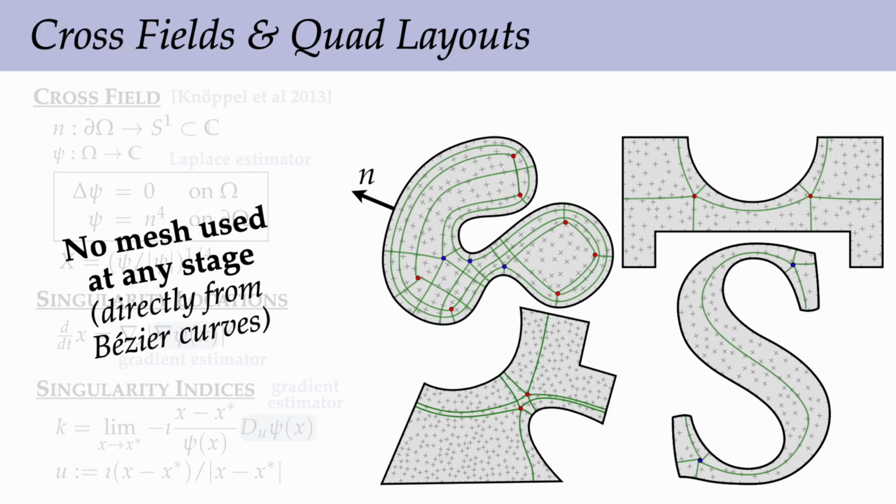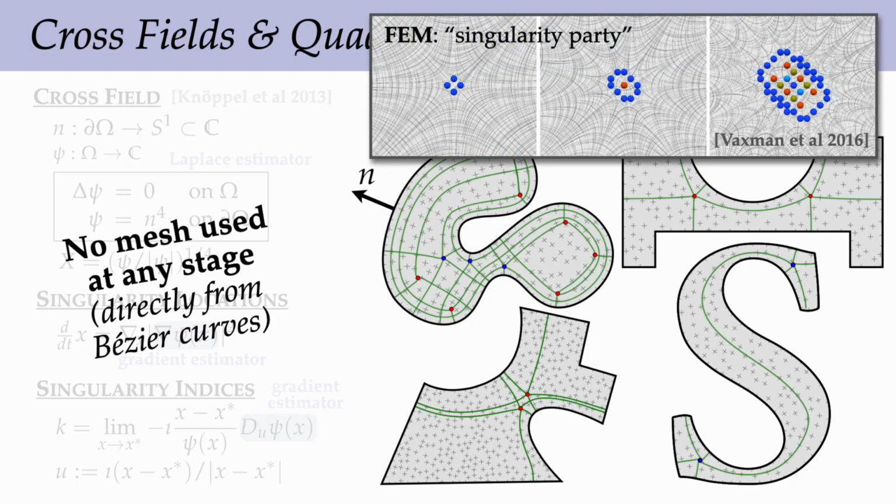Now, why might that be useful? Well, there's a lot of well-known artifacts when you go to solve these kinds of problems with finite element methods. For instance, something that people sometimes call a singularity party, meaning just that there's aliasing in your solution of the cross field if you're on a mesh, especially if you have very high degree singularities in this field that give a false sense of what's going on. This is something we don't have to worry about at all in the Monte Carlo setting.